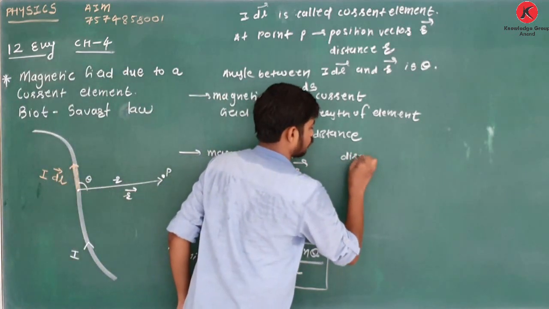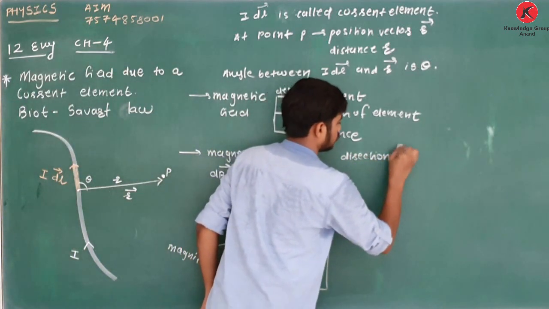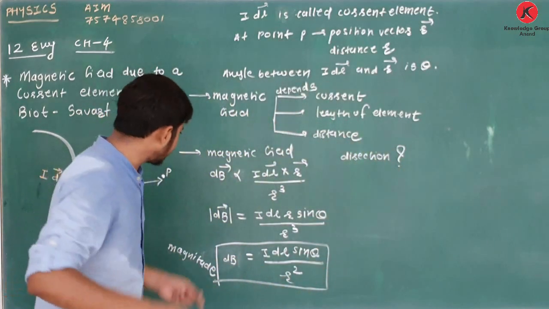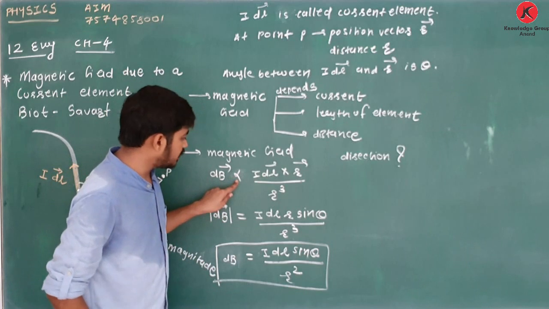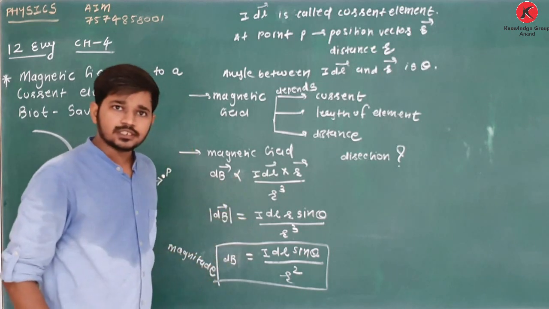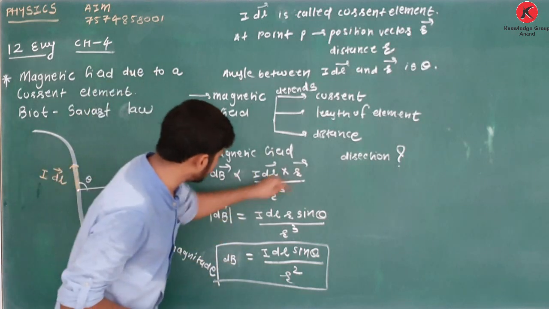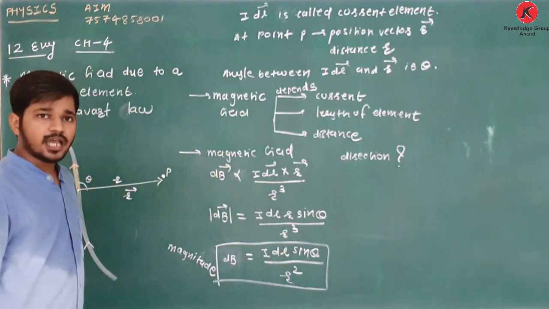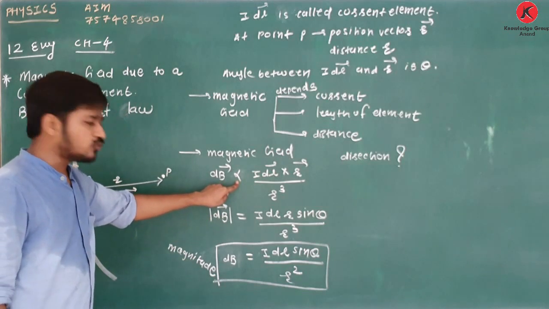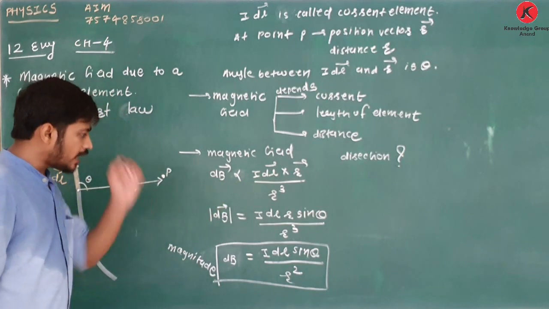Okay, how to find direction? Direction you can find with the help of the right hand screw rule. Now see here, we have one point to be noted. If we remove proportionality, we have to add some constant. It is the term simplified. If we have to remove proportionality, then we have to add some constant.